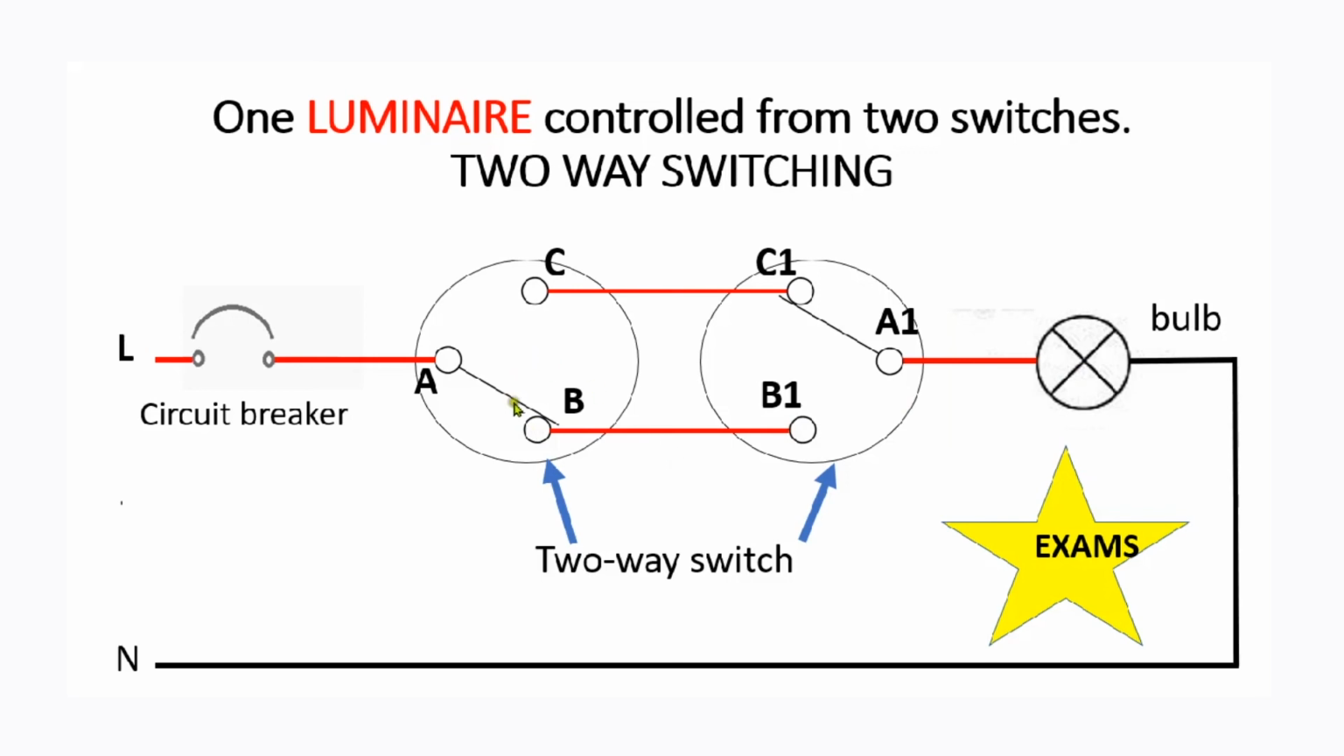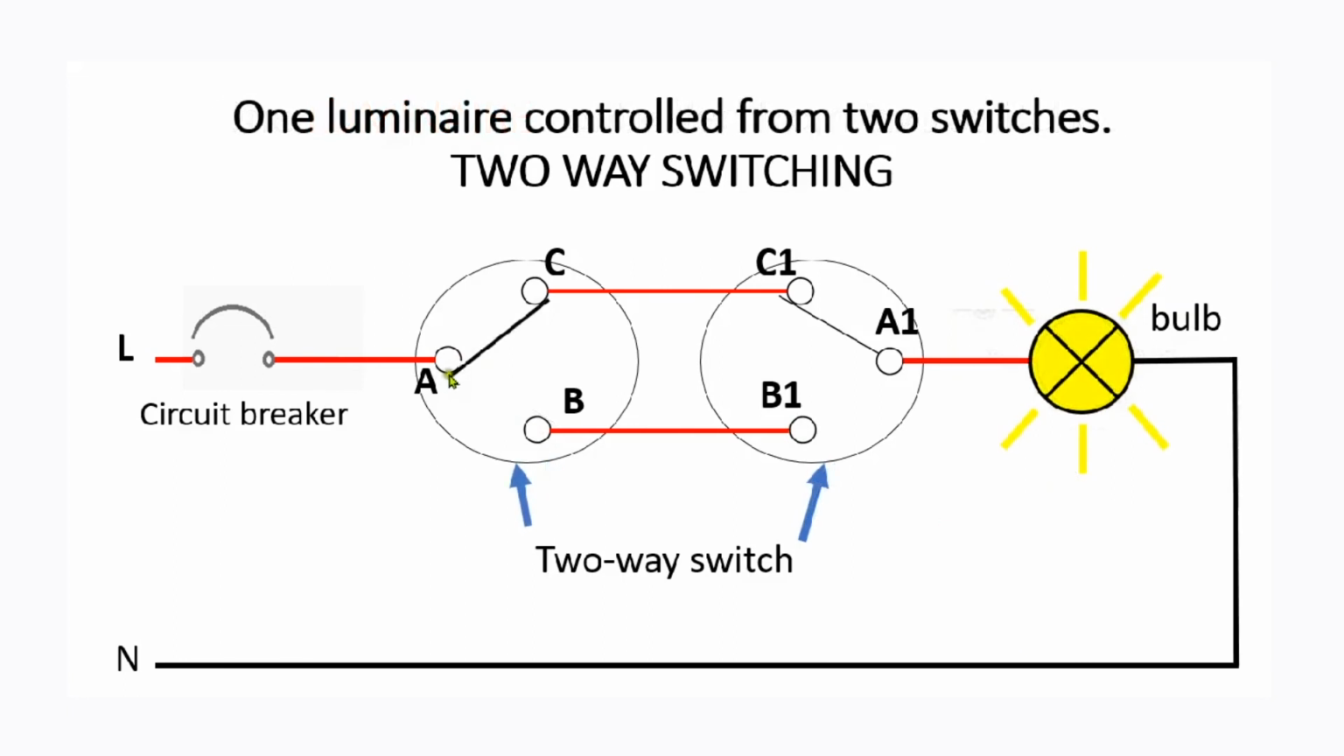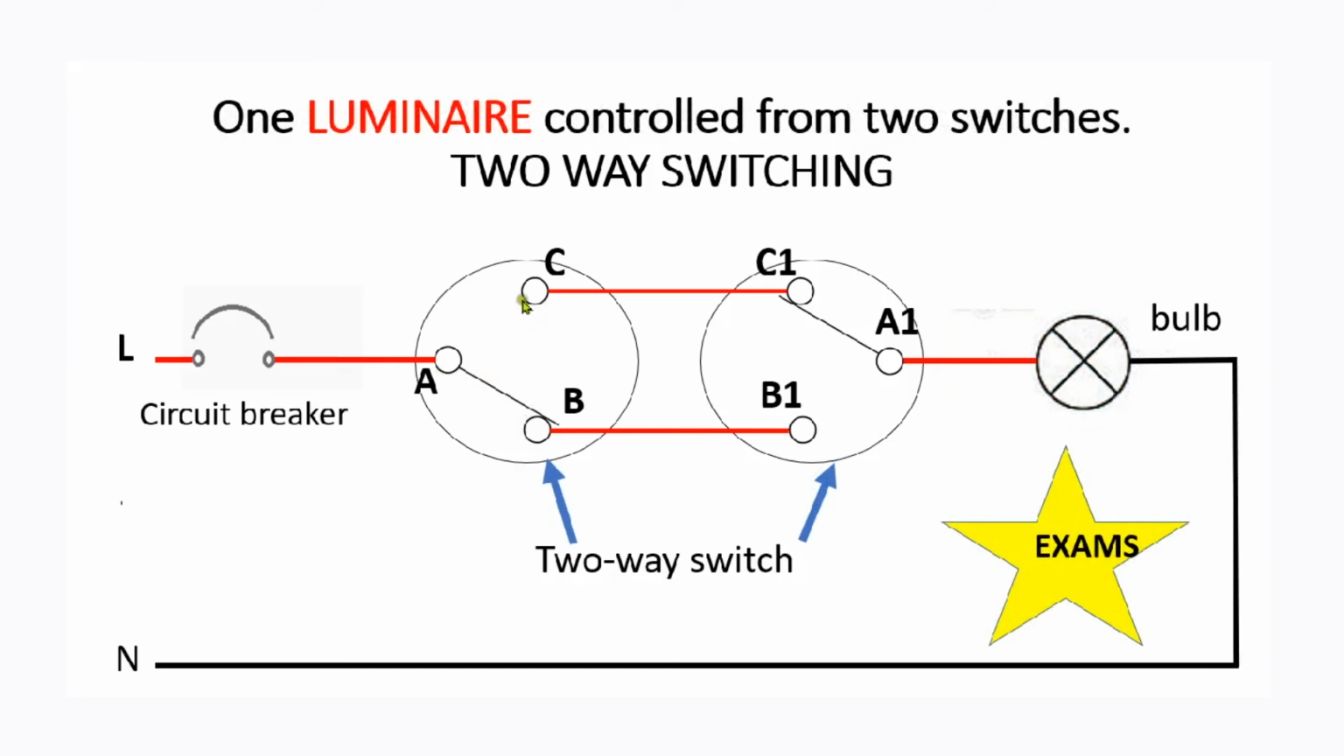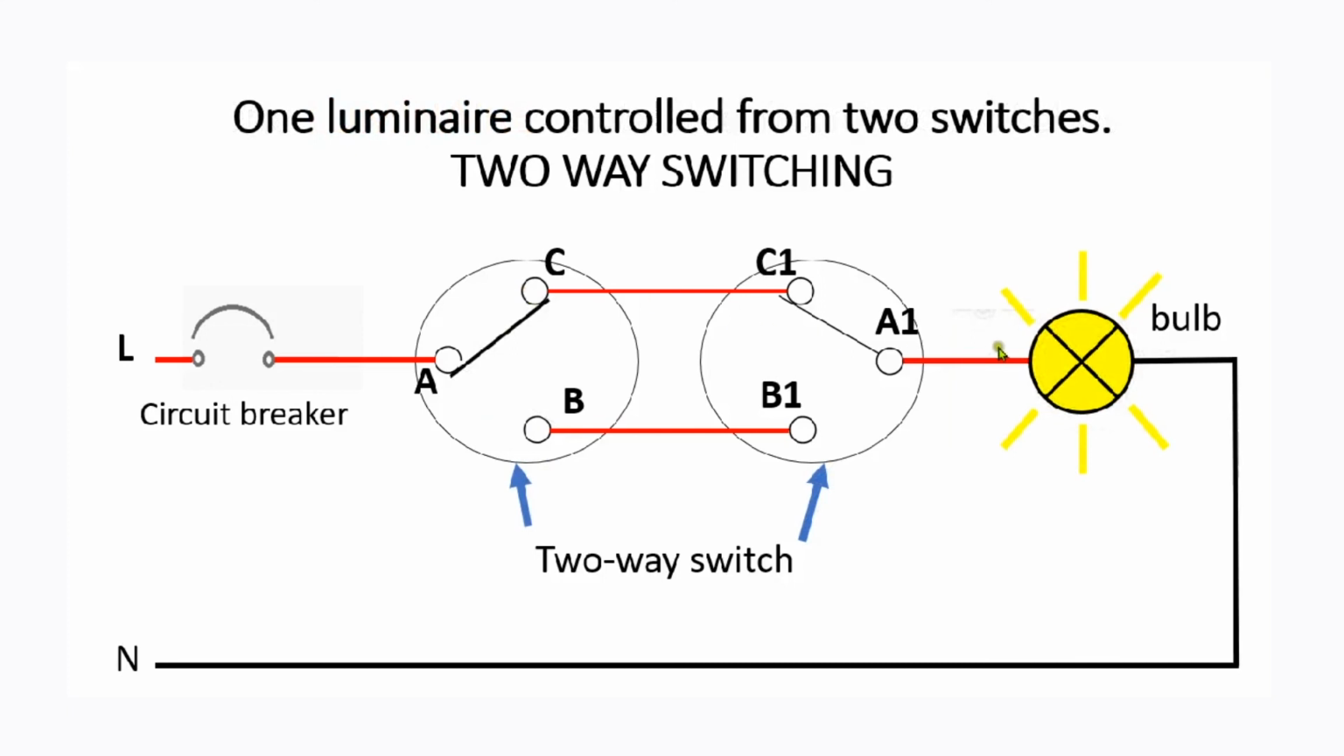Let's go and see what happens when I use this switch right here. When I switch from B to C, notice electricity is now traveling on that path and it comes to the light bulb, and the light bulb actually comes on. Let's go and see if I switch that off. If I switch it off, no electricity gets to the bulb. If I switch it on again, electricity gets to the bulb. And that's how the first switch is working.